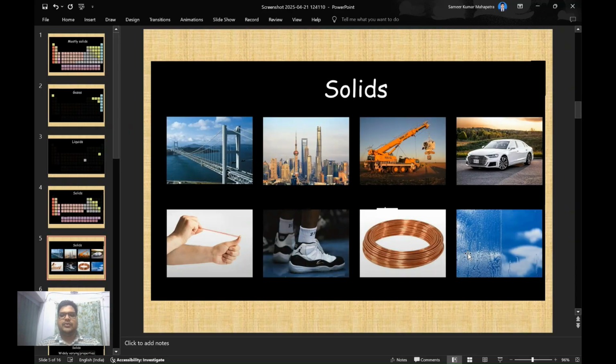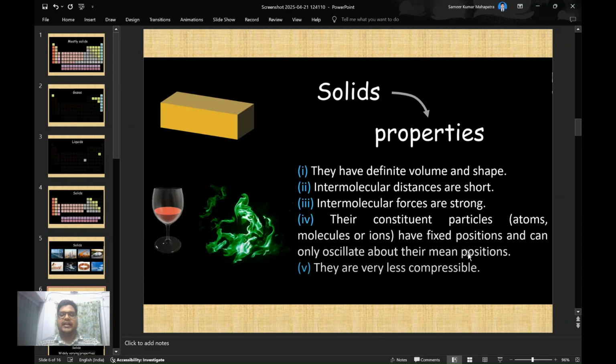So first of all, we need to understand the properties of the solid. What are the properties of the solid? They have definite volume and shape. What does that mean? Unlike a liquid, which can take any shape of the container while remaining at constant volume, and gases, which take both the shape and the volume of the container, a solid retains its shape and size regardless of the container.